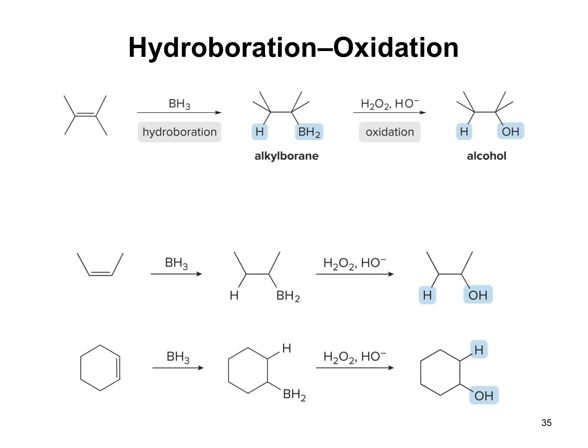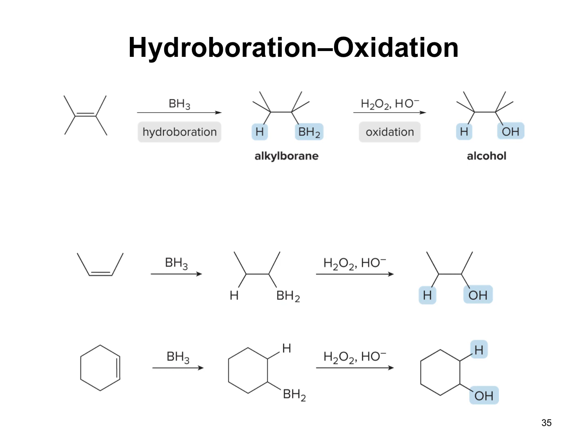The last addition reaction that we're going to talk about is hydroboration oxidation. This is a two-step reaction sequence that converts an alkene into an alcohol. What we see here is that hydroboration is the addition of borane to the alkene, and that forms an alkyl borane. And then oxidation converts the carbon-boron bond of the alkyl borane to a carbon-oxygen bond.